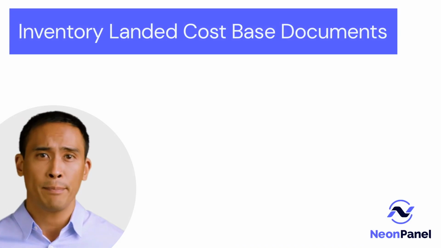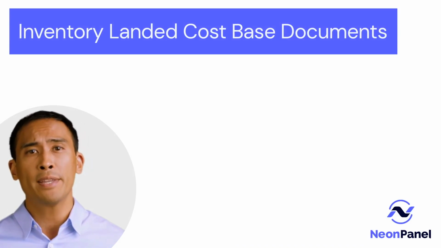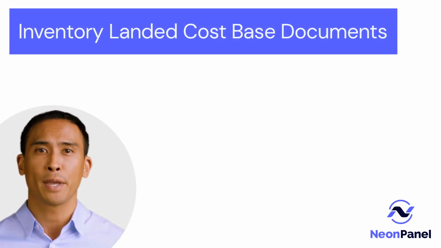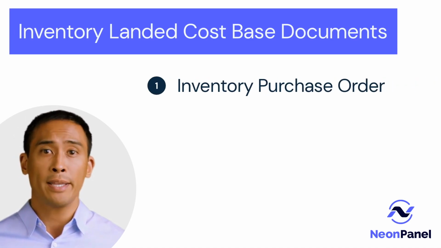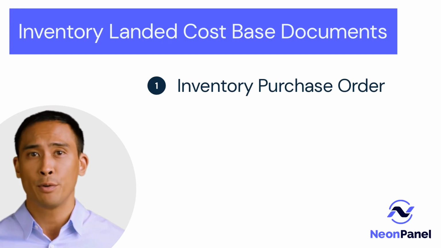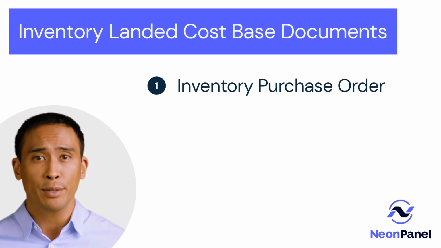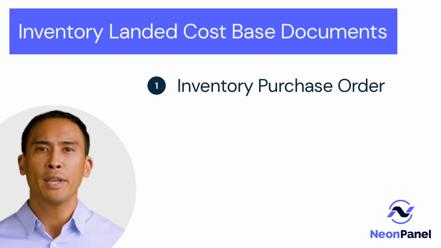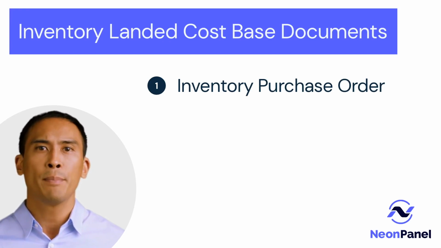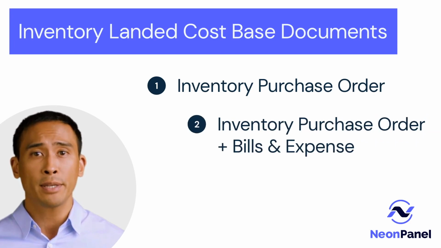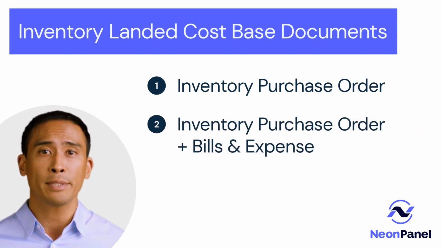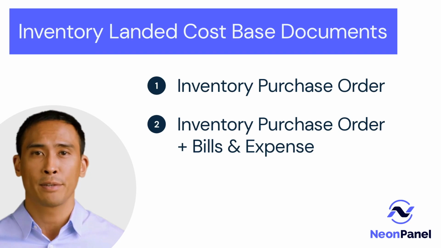In NeonPanel, inventory landed cost could be entered in several different ways. Let's look at the most common ones. The preferred method is to calculate landed cost based on a single purchase order, where all expenses related to the inventory delivery to the destination are entered. Those expenses will be distributed to individual inventory items. If you have some extra services connected with any particular purchase order, you can enter them with a separate bill linked to that purchase order.